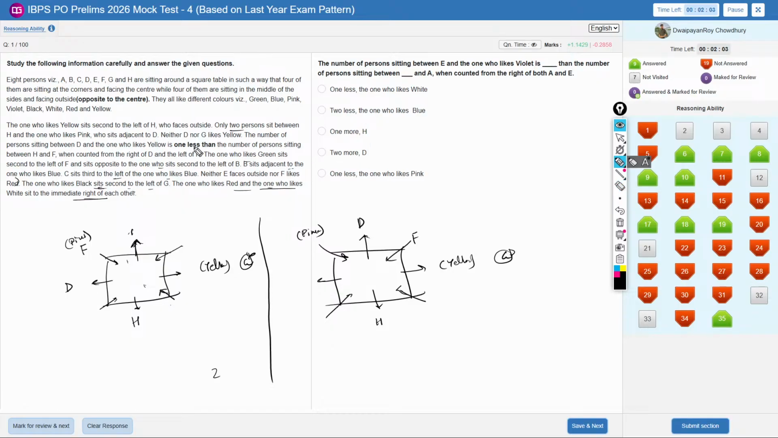Then green sits second to the left of F. So green second to the left of F. And C is opposite of the one who sits second to the left of B. Green sits second to the left of B. B is adjacent to blue. B sits adjacent to blue. C sits third to the left of blue. This is blue, 1, 2. So C here. C sits third to the left of the one.